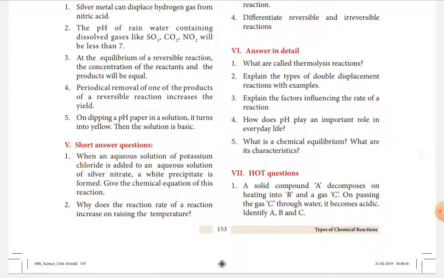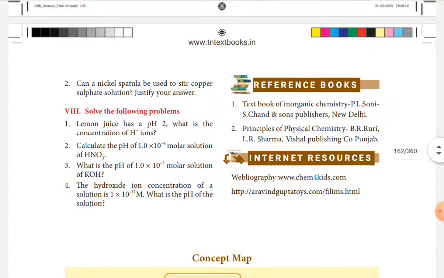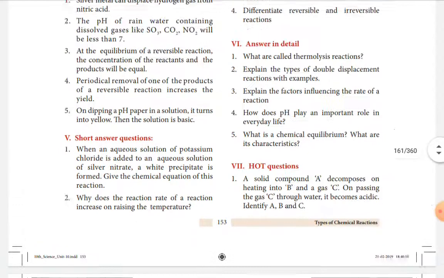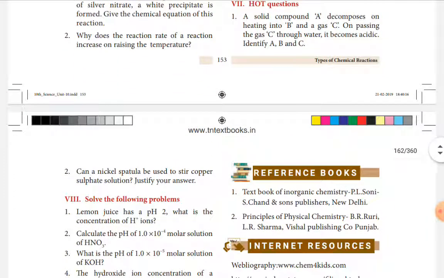Short answers, you have to write entirely in the classwork. You have to write Roman letters 5, 6, 7 and 8. For 8 also I sent a video on how to solve the sums. You can refer to it and write in the classwork. You have to write the question, underline the question and write the answer. Write the answer neatly and clearly.